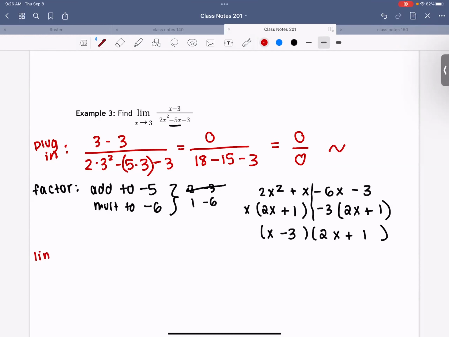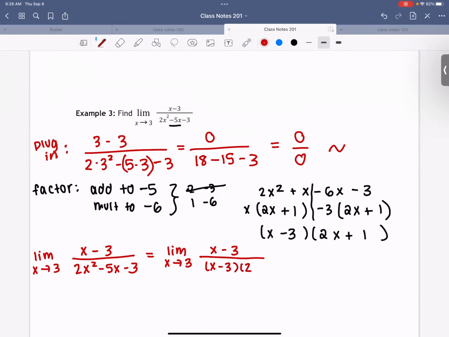So we have the limit as x approaches 3 of x minus 3 over, well, I'll just write it again, 2x squared minus 5x minus 3, okay? Now what I'm going to do is replace my denominator with the factored version, and I can put an equal sign between these because the denominator is staying the same, right? So this is the same as x minus 3 times 2x plus 1. These two things are equal.